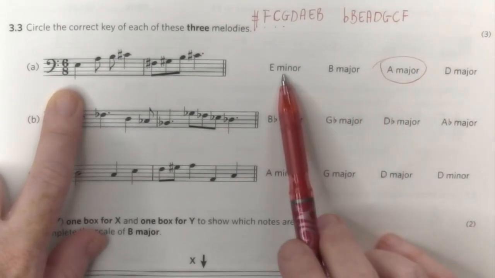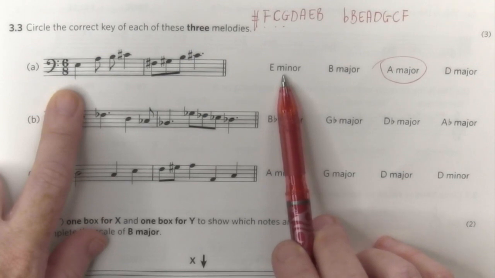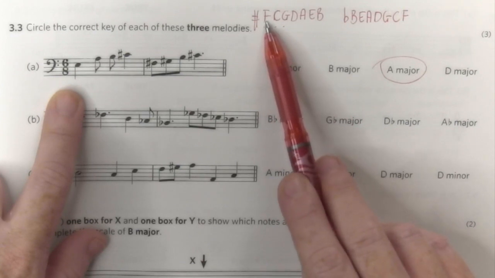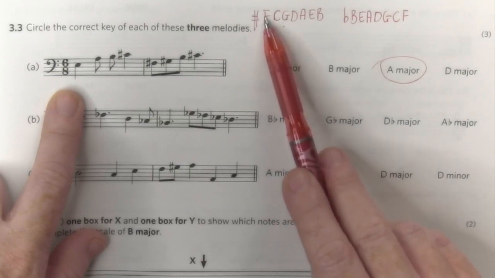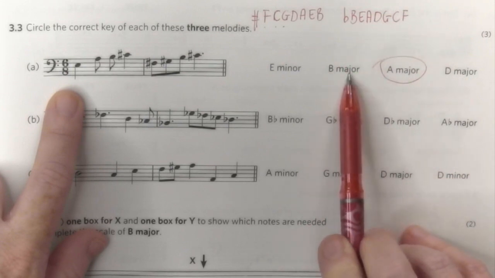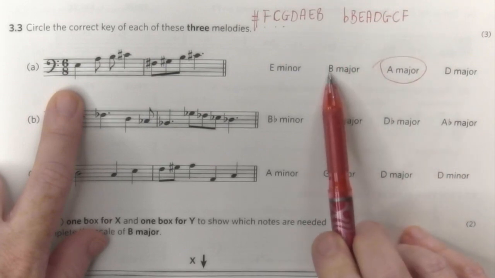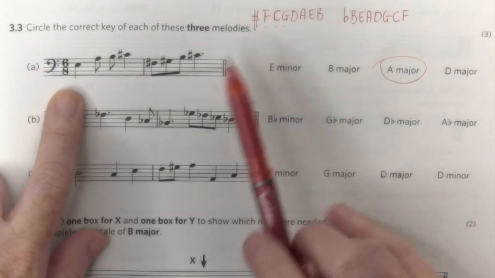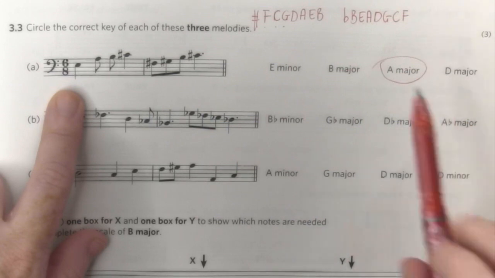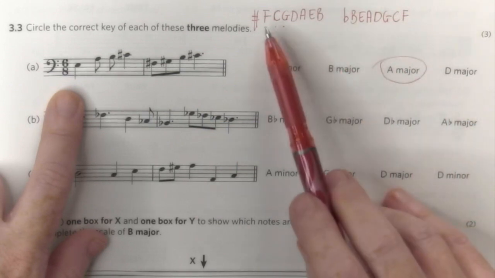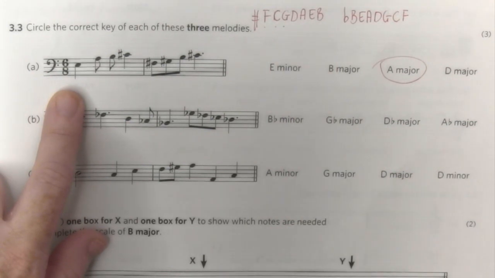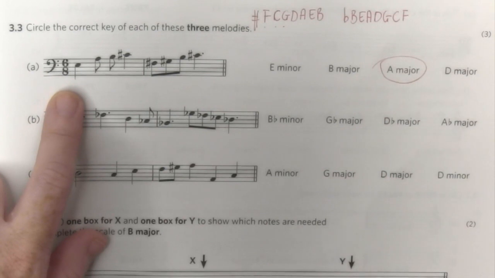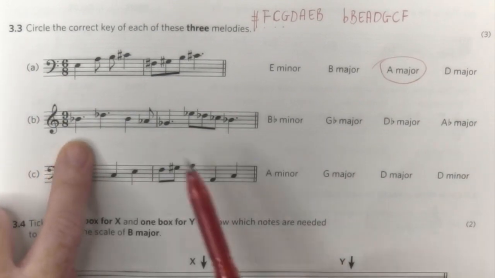Now let's exclude the other ones. E minor is the relative minor of G major, and G major has just one sharp because G minus one semitone, F. B major has lots of sharps because one semitone below is A, so we would have five sharps. D and A are missing here. D major has two sharps, fa and do. So the only possible answer is A major. Sorted. Let's move on to the second one.